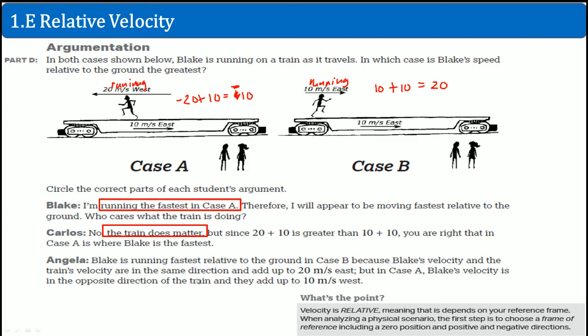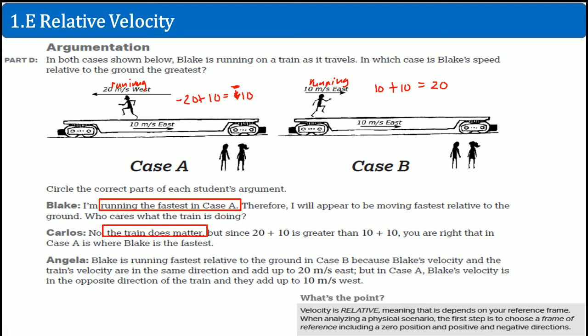Okay? Now Angelica says this. Blake is running fastest relative to the ground in case B. Okay, because Blake's velocity and the train's velocity are in the same direction and they add up to 20 meters east. That is correct. We actually did the math here. Good. But in case A, Blake's velocity is in the opposite direction of the train, which adds up to 10 west. That is correct.